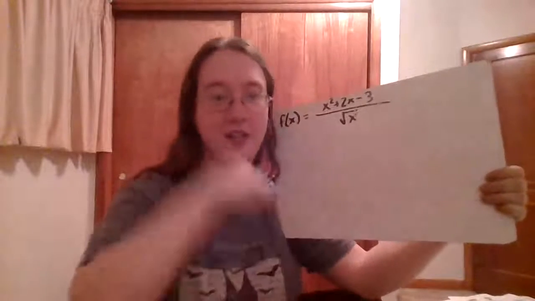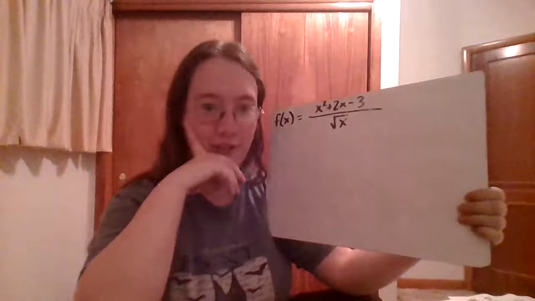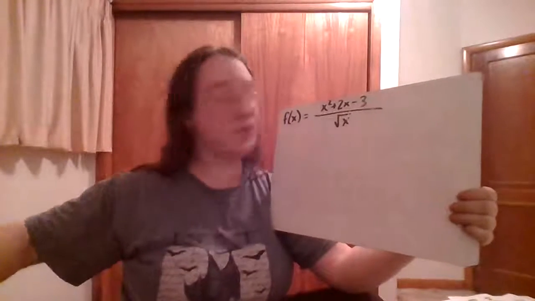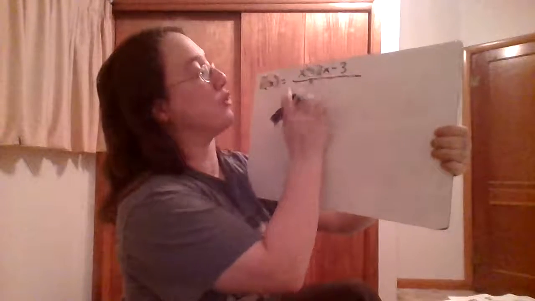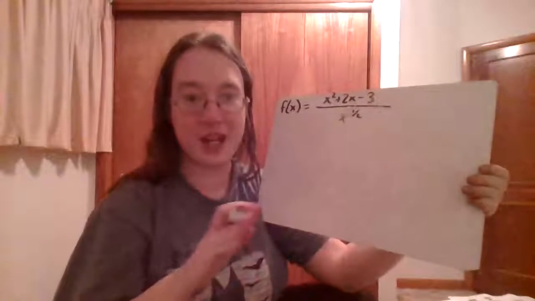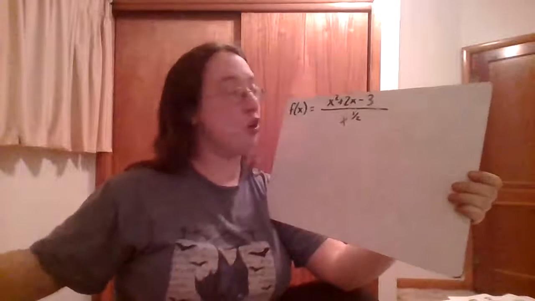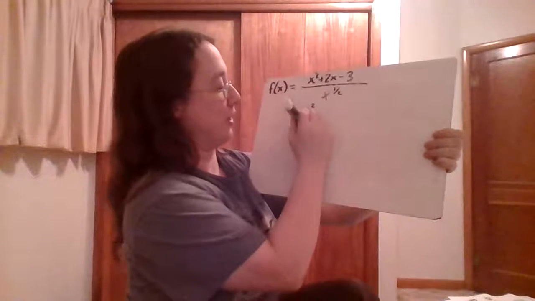And last thing is a thing that looks like we should probably use the quotient rule, but there's actually a simpler way to do it. Because if we think of this as an x to the 1/2 instead of a square root of x, since that's the only thing on the bottom, we can split this up and say this is an x squared over an x to the 1/2.